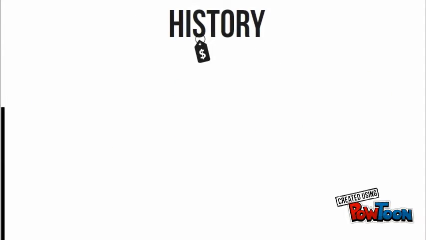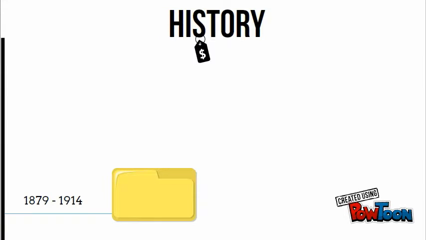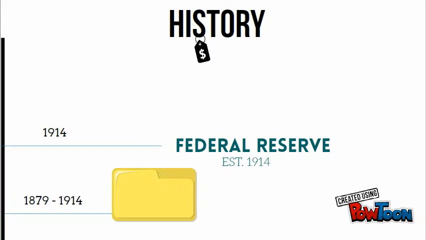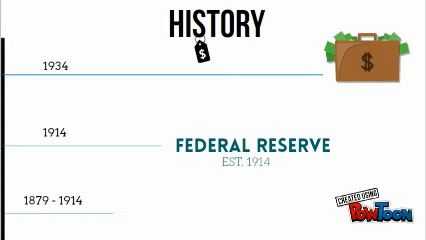Now let's get into the history. Between the years 1879 and 1914, the US kept an international gold standard, meaning gold was their currency. In 1914, the Federal Reserve, America's central bank, was established to ease financial burden on the government. Finally, in 1934, gold was replaced with banknotes to reduce the government's welfare debt.